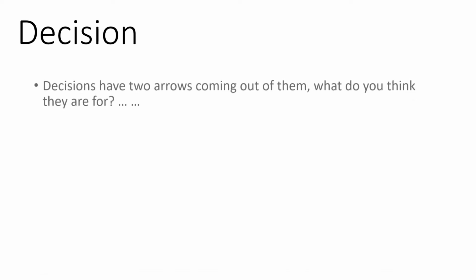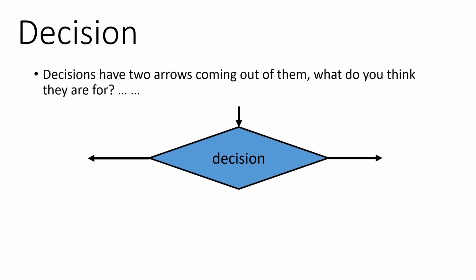Finally, for this video, we come to a decision. Decisions are a bit different. They have 2 arrows coming out of them. What do you think those arrows are for?